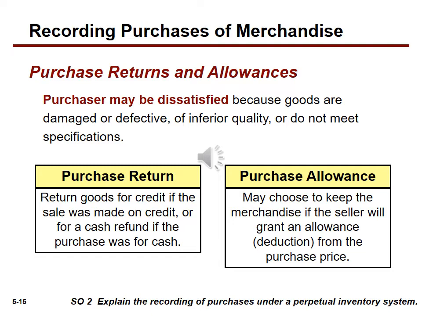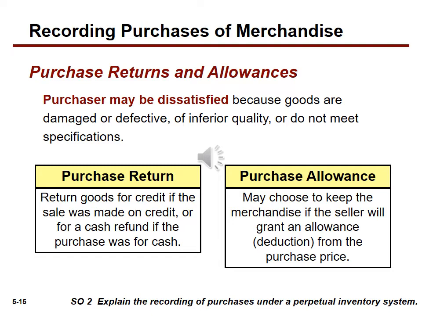And in that case, we have two scenarios that might occur. The first one is called a purchase return, where the goods are returned to the supplier for credit if the sale was made on credit, of course, or for a cash refund if the purchase was for cash. So basically, we as customers return the products to the supplier, and we get our money back for that amount of products.